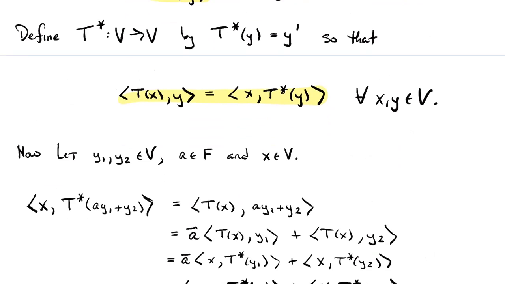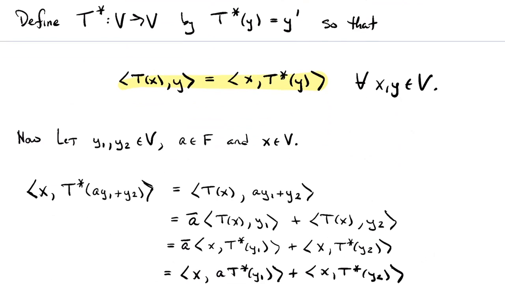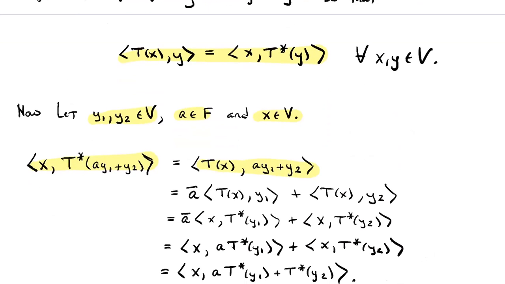Okay, we've got to show T star is linear. So let's pick a couple of vectors, call them y1 and y2, and a scalar called a. And then for any x, if we look at the inner product of x with T star of that linear combination, well, by the defining property above, you can move T across that comma, ditching the star. And now I'm going to use the conjugate linearity in the second coordinate of the inner product.